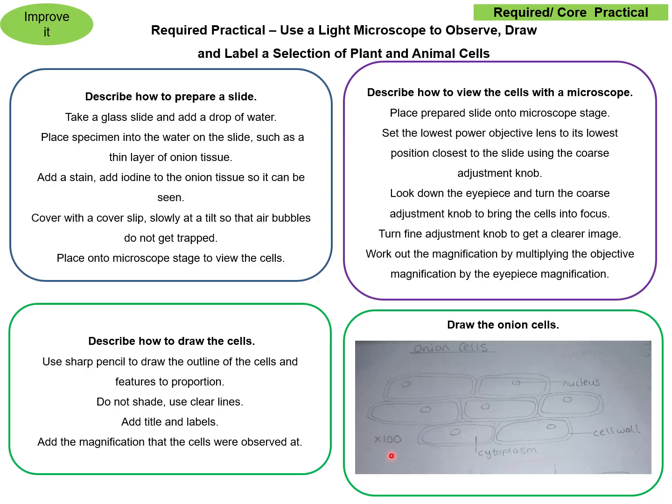Then with your objective lens, if you were looking at a ×10 magnification, together with the eyepiece lens, which is typically a ×10 multiplication, you multiply the two together, in which case this would be ×100. But if you had your objective lens on ×4, then together with the eyepiece lens of ×10, that would overall be ×40. So it depends on your microscope.